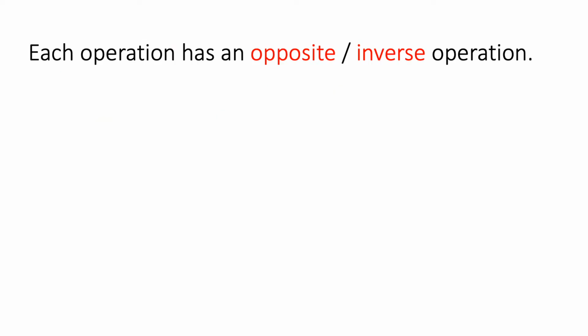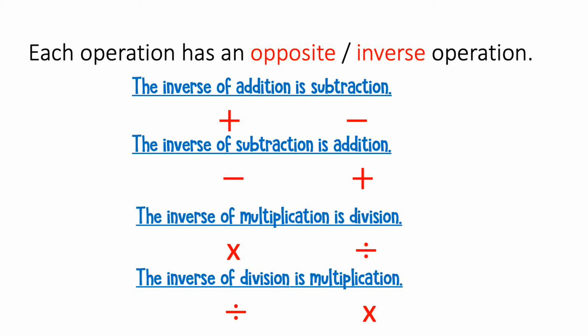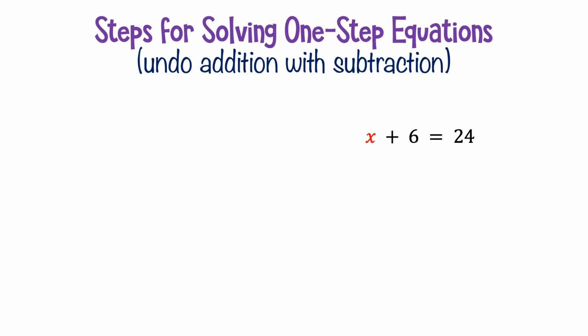Remember that each operation has an opposite or inverse operation. The inverse of addition is subtraction and subtraction is addition. If we want to undo an addition problem, we use subtraction. To undo a subtraction problem, we use addition. The inverse of multiplication is division, and the inverse of division is multiplication. So if we want to undo a multiplication problem, we use division, and to undo a division problem, we use multiplication. Let's look at an addition problem.